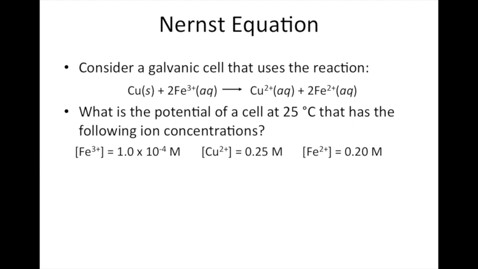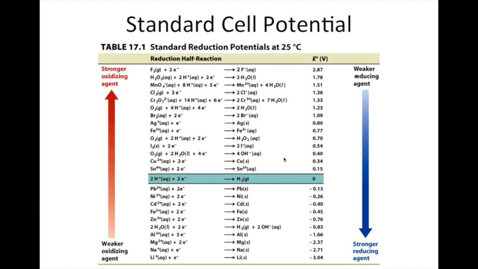So let's take a look at this problem. Consider a galvanic cell which uses the following reaction. See if you can calculate the cell potential for this reaction at 25 degrees Celsius if we have the following concentrations of ions. Let me put up a table that you may need, and then pause the video and see if you can solve the problem. Okay, go ahead and pause the video.